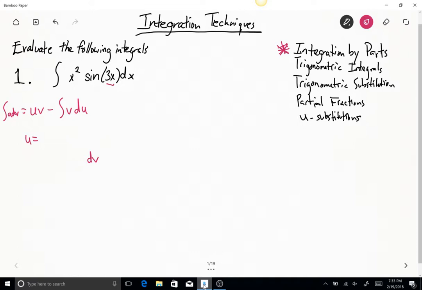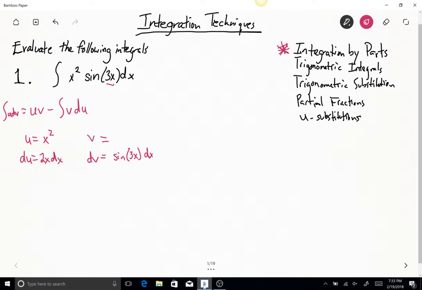So you could use sine of 3x, but if you put x squared over in this dv category, you're going to get an x cubed in the v. So that's just making it more complicated. So to try and make it easier, we'll choose u equal to x squared. That means du equals 2x dx. And then our dv equals sine of 3x dx.